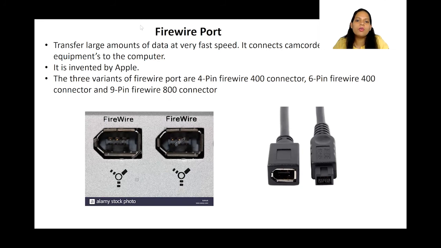Next one is a FireWire port, which looks something like this. This is used to transfer a large amount of data at very fast speed. It was invented by the Apple company. The three variants of FireWire port are the 4-pin FireWire 400 connector, the 6-pin FireWire 400 connector, and the 9-pin FireWire 800 connector. These are the various specifications available. Basically, they are used to transfer a large amount of data.